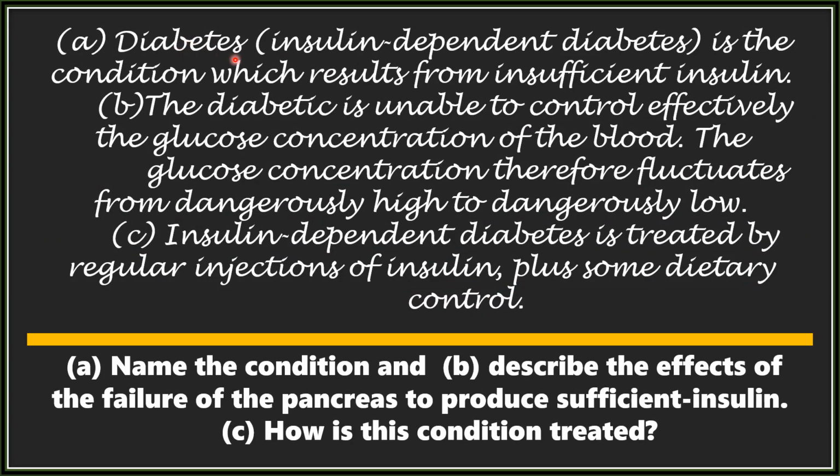Diabetes, insulin-dependent diabetes, is the condition which results from insufficient insulin. A diabetic is unable to control effectively the glucose concentration of the blood. The glucose concentration therefore fluctuates from dangerously high to dangerously low. Insulin-dependent diabetes is treated by regular injection of insulin plus some dietary control.